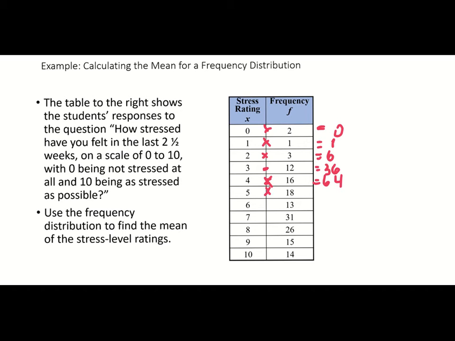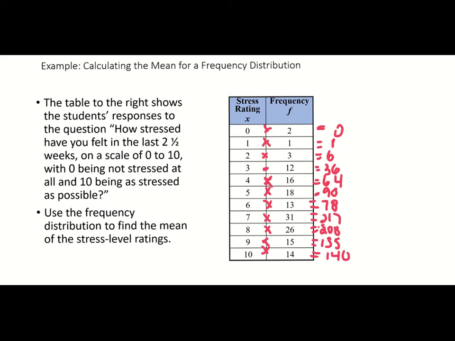5 times 18 is 90. 6 times 13 is 78. 7 times 31 is 217. 8 times 26 is 208. And then 9 times 15 is 135. It's not very good writing. 10 times 14 would be 140.